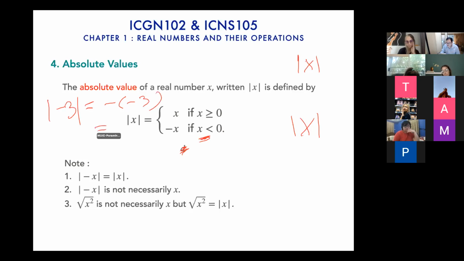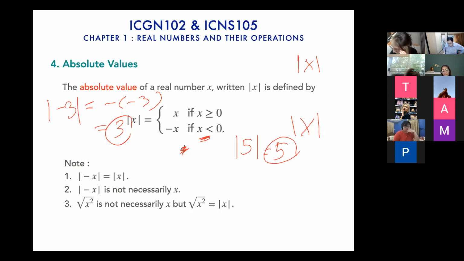That is positive 3, but if x is positive, like absolute 5 here, x is greater than 0 in here, then absolute 5 is 5. So that means if you put absolute value on any value, you always have an answer that is positive.